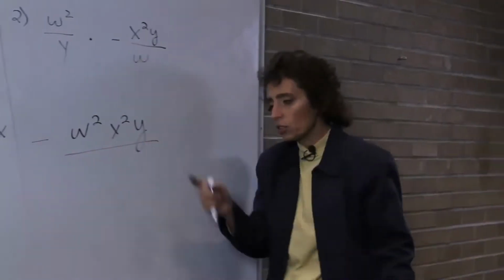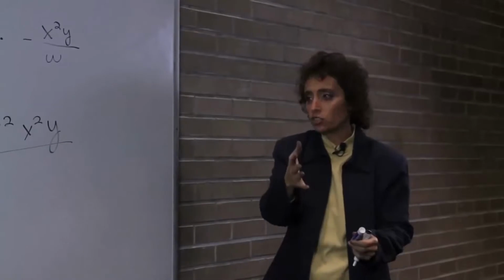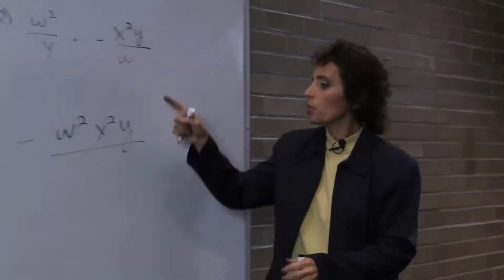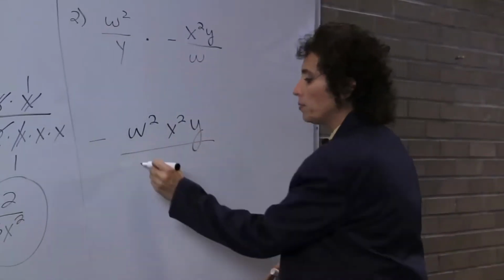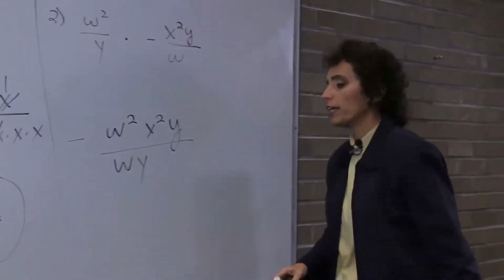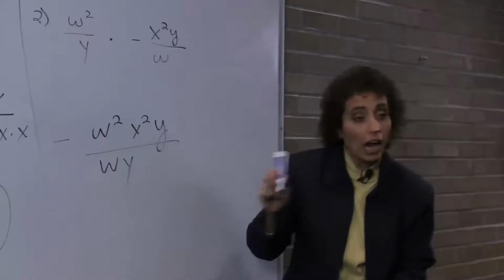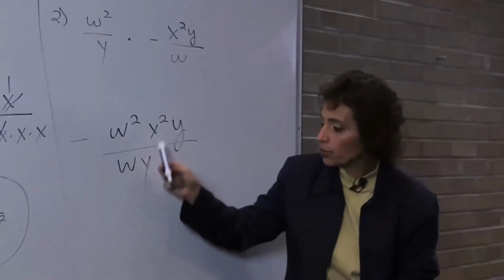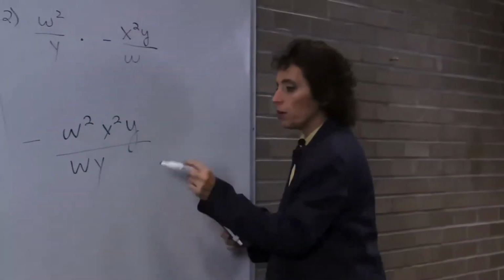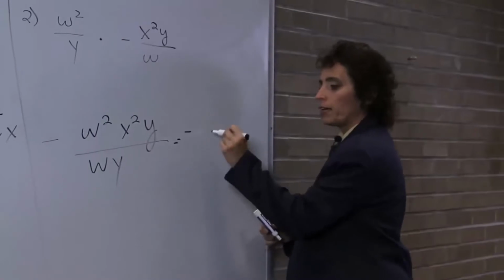The order really doesn't matter, though I would probably do it in alphabetical order. Same thing here, WY. I just like alphabetical order. And now we know we can reduce. How do I know that? Because there are same letters top and bottom. So here we go. Remember the negative, don't forget.